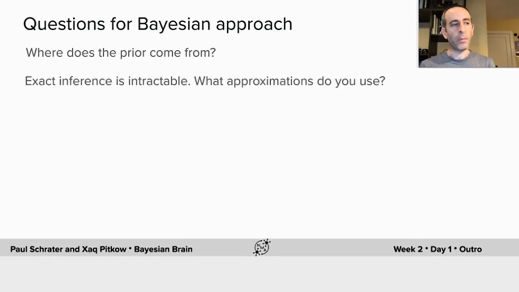Even if you knew the right model for the world, one major problem is that exact inference is intractable. You just cannot compute the things you would like in realistic problems. So you have to use approximations. And which approximations do you use if you're a brain? That's something that the Bayesian approach by itself cannot tell us. It's something that we have to add to the approach.